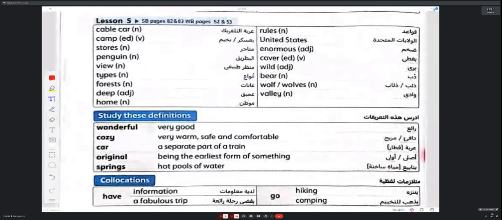Okay, wonderful, very good. Cozy, comfortable. Car, a separate part of a train. Original, being the earliest form of something, the origin of something. Springs. Maybe we sometimes call the young of a bird a spring. Springs are also hot water that comes out of the earth, from under the ground. Hot pools of water. Okay.